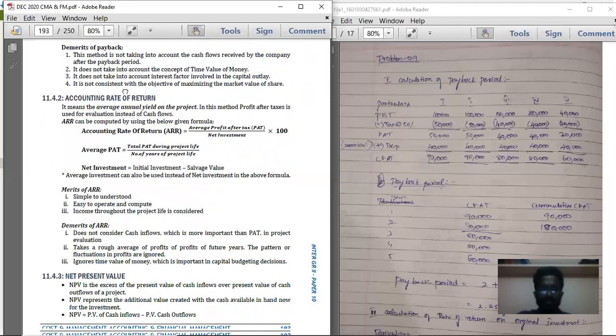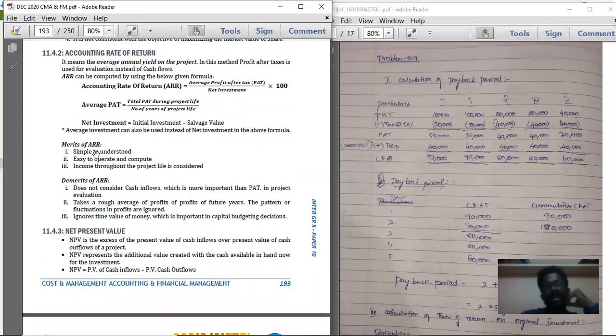All these are demerits. Next is accounting rate of return. As I told, accounting rate of return is average profit after tax divided by net investment into 100. What is the average PAT? Total PAT divided by number of years. Average PAT is nothing but the total profits which you are going to earn in the life divided by the total number of years of the project's life. So average PAT divided by net investment into 100. You can also do it using average PAT divided by average investment into 100.